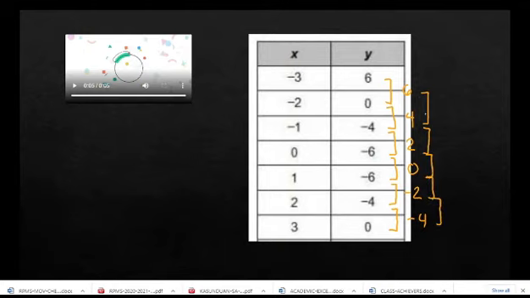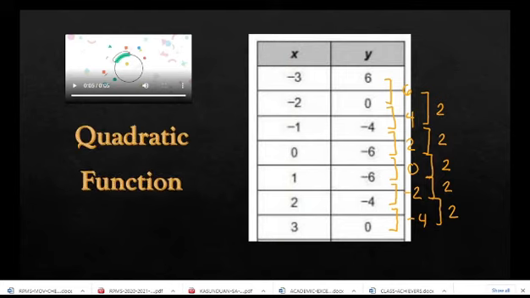So 6 minus 4 is 2. 4 minus 2 is 2. 2 minus 0 is 2. 0 minus negative 2 is positive 2. Negative 2 minus negative 4 is positive 2. So, yung common difference nila ay equal lahat. So, kung ang sagot natin ay quadratic function, we are correct. So, it is a quadratic function. Let's have the next one.